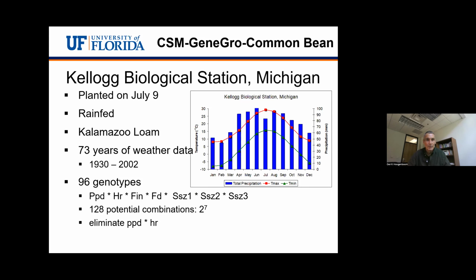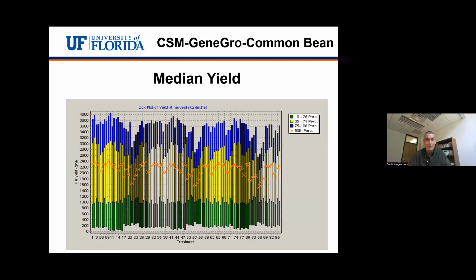So then what we did is we created what we sometimes refer to as ideotypes, where we had the combination of 96 genotypes, looking at the dominant and recessive values of each of those combinations of these 7 genes we had available. We had 128 potential combinations, so that's 2 to the power of 7, but we actually eliminated the recessive genes of PPD and HR. So then we ran that through the crop simulation models, using this for rain-fed conditions, using 73 years of weather data. So then the type of simulations you can get is shown here.